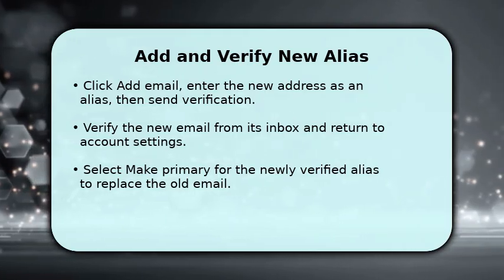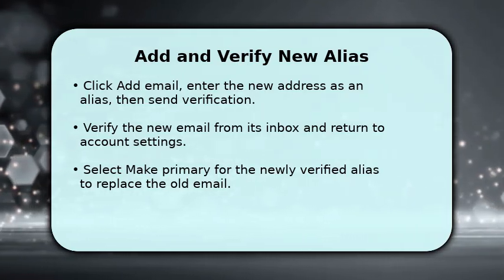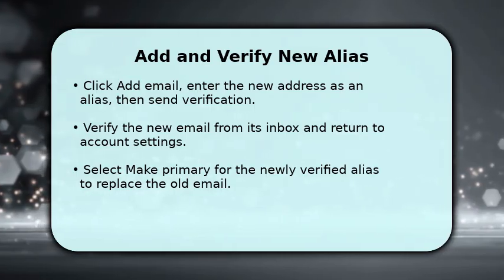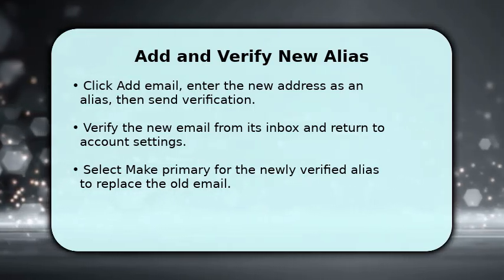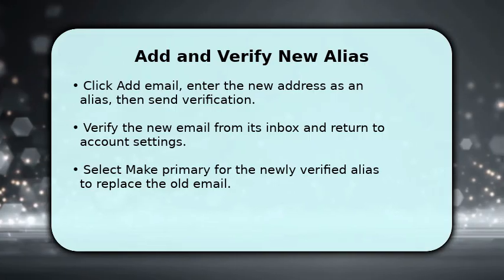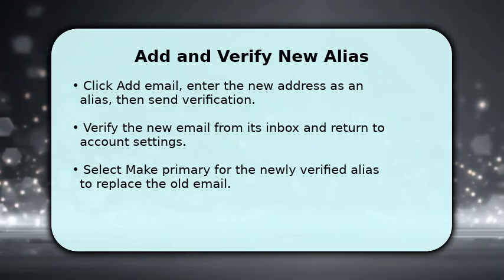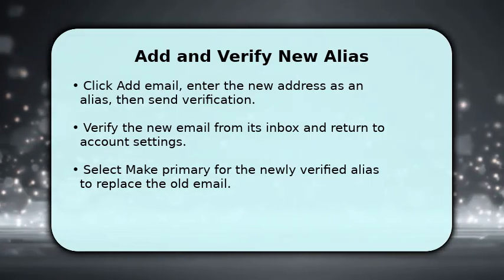Once verified, you'll see the new alias listed. Choose Make Primary to make it the main sign-in and notification address. This is the actual mechanism Microsoft provides to change the account email without creating a new account.